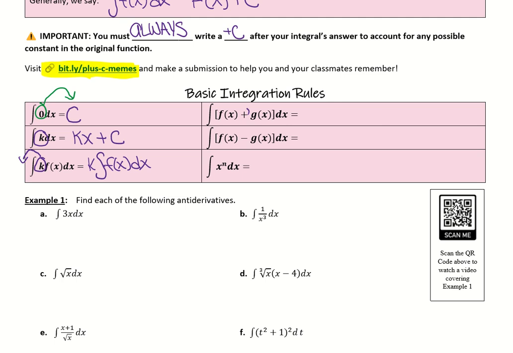When you see plus here, you can rewrite this as the integral of f of x dx plus the integral of g of x dx. Whoa, crazy line. And then here with a minus, you can write that as the integral of f of x dx minus the integral of g of x dx.